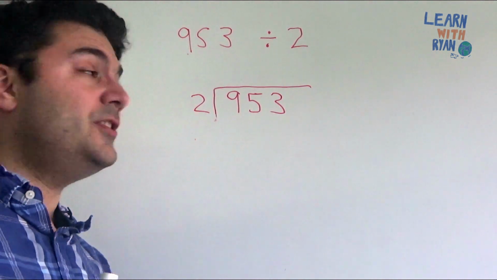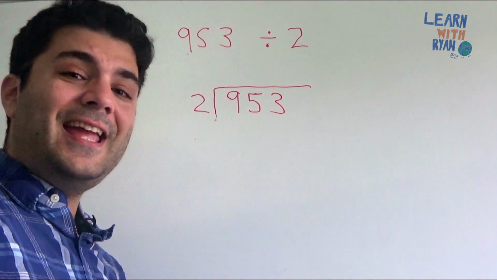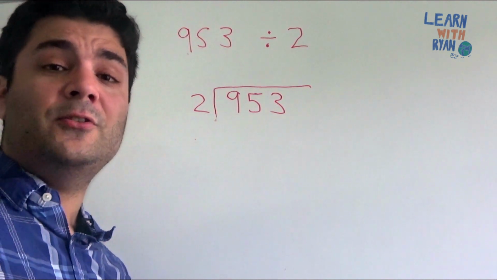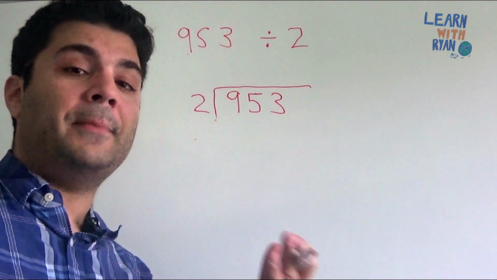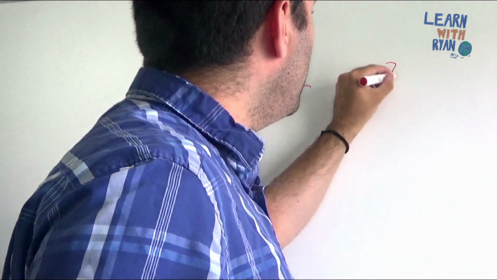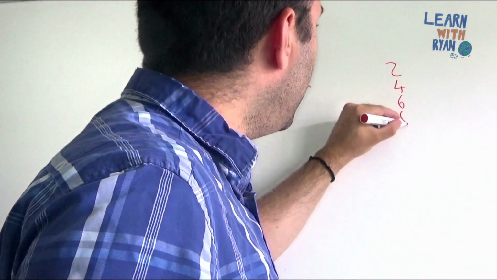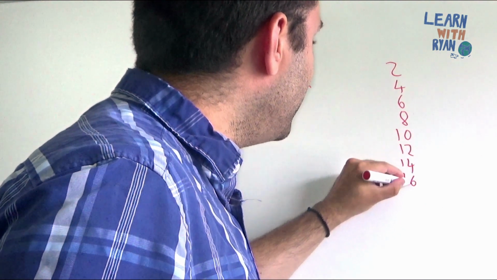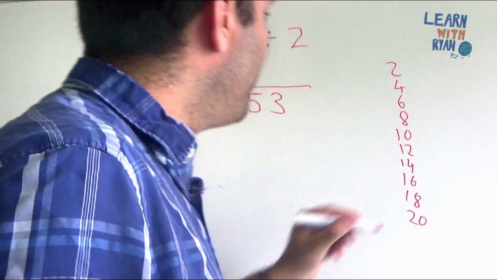If it helps, you can list the 2 times table. If you think you're quite good at this, you don't have to list the 2 times table, but sometimes for some people it might help listing the times table. So let's do that. So you have 2, 4, 6, 8, 10, 12, 14, 16, 18, 20.